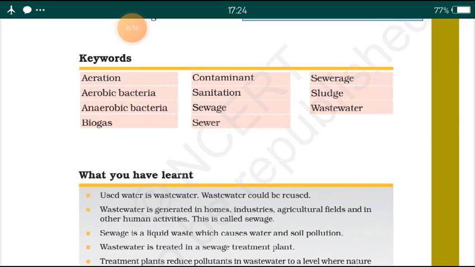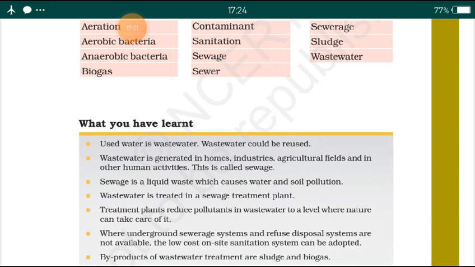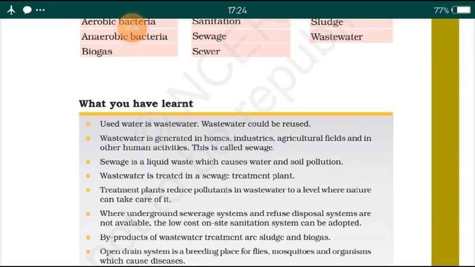Students, what have you learned in this chapter? First, used water is wastewater. The water we have used is wastewater. Wastewater could be reused. We can reuse wastewater too. Used water is wastewater and wastewater could be reused.